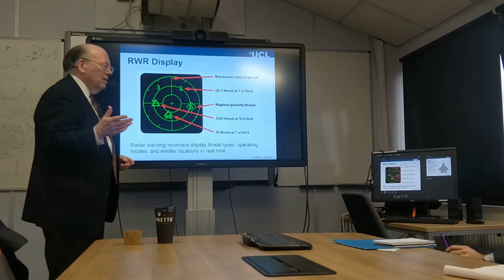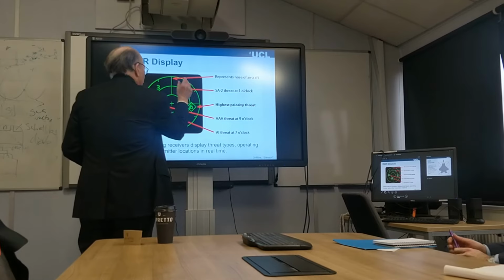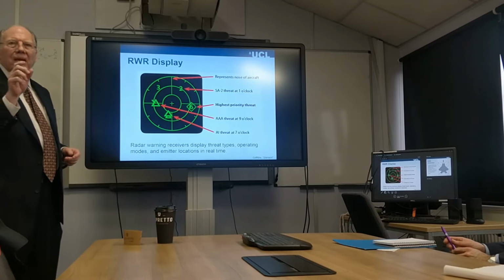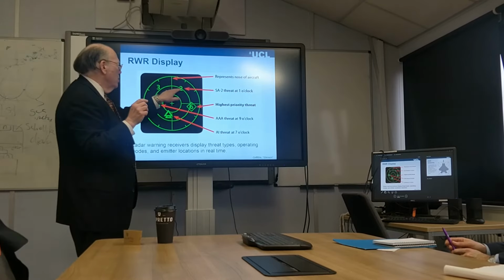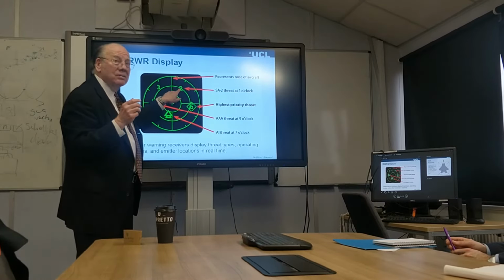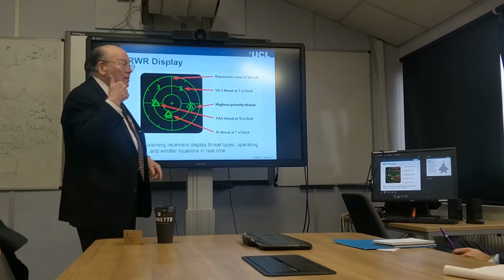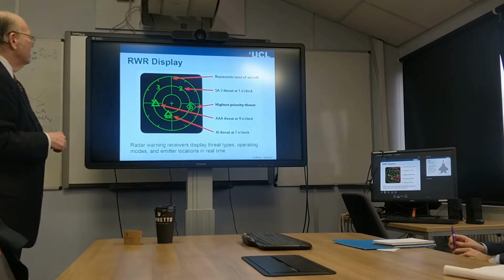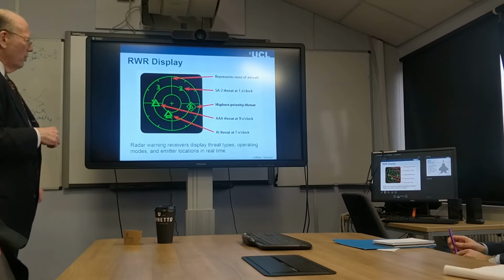And then the other thing is, this doesn't show it, but you can have auxiliary threats. So, for example, the SA2 has that missile guidance system. And if you have the SA2 and then you suddenly have a missile guidance system illuminating you as well, that's not a good situation. So that's basically the idea of the radar warning receiver.